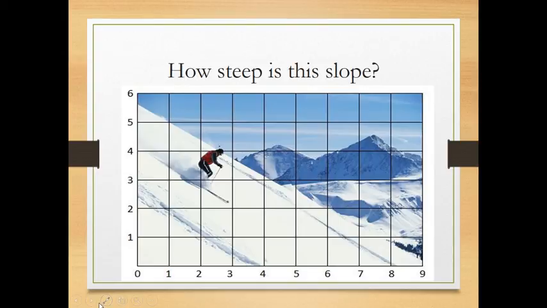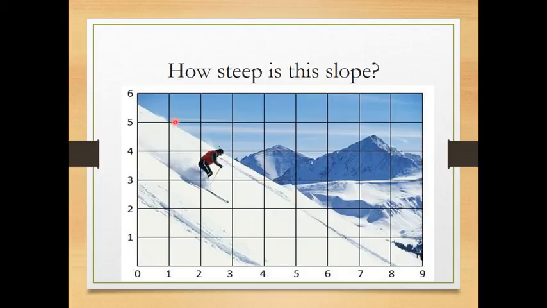So let's talk about how we quantify slopes, how steep something is. Look at this guy, he's going skiing down this steep slope, but how steep is it? There's got to be a way we can assign a number to it to quantify exactly how steep this is. So we've thrown up a grid. I'm looking at this line going downhill from left to right, which means it has a negative slope. So he's skiing downhill. This line has a negative slope. How big is this negative slope?